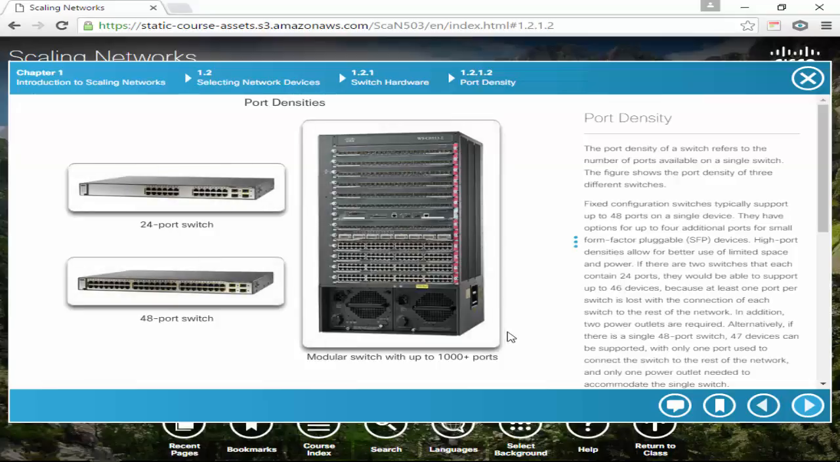Port density is how many ports are in a switch. As they're showing here, I don't know if this might be a 6511, I don't know what it is, but I see up there 6513, so they have a lot more density than, say, a 24 port switch. Okay.